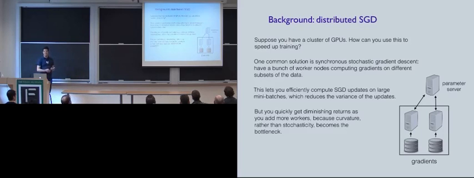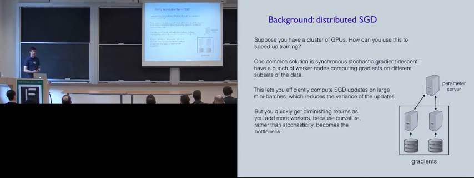And so one common solution that people would use is synchronous stochastic gradient descent. So basically, you have a bunch of worker nodes which have access to independent subsets of the data, and they compute the gradients independently on these subsets, and then they get sent to the parameter server to be averaged together. And so synchronous SGD basically lets you efficiently compute SGD updates on large mini batches by distributing the computations out to lots of worker nodes. And so the ability to use large mini batches reduces the variance of the updates, which lets you train more accurately. And so that helps.